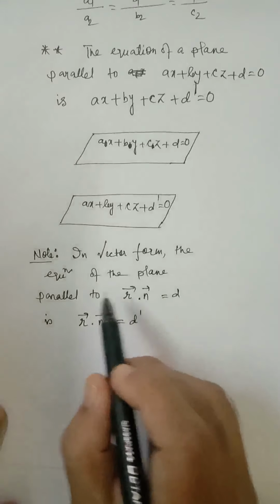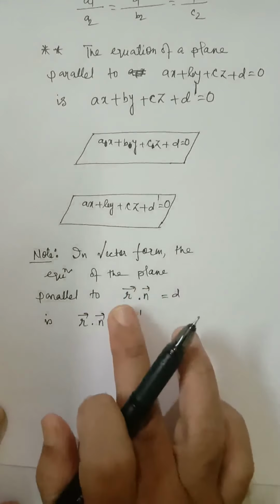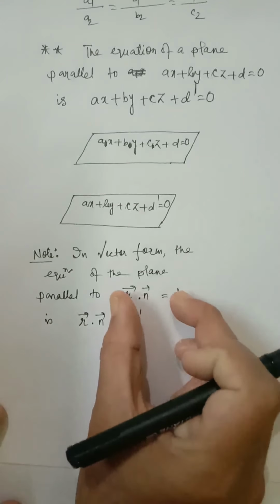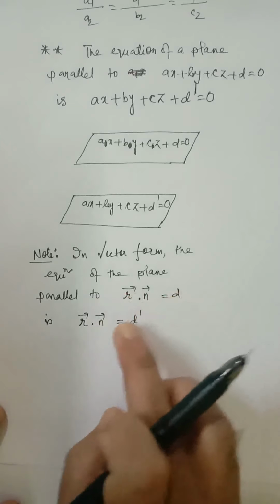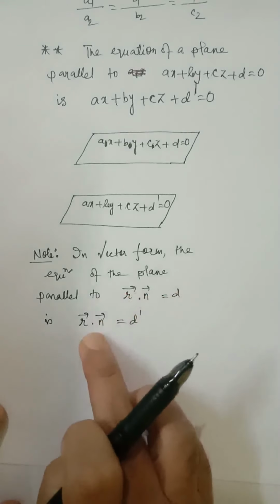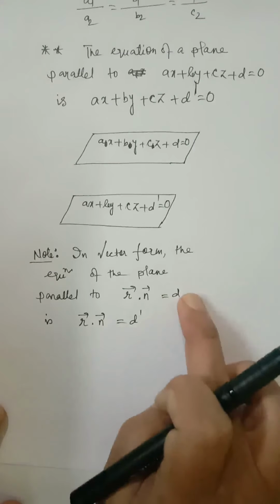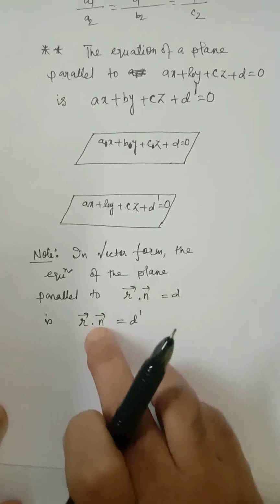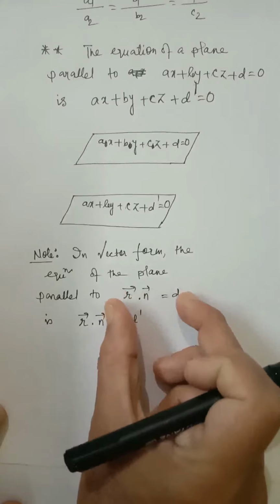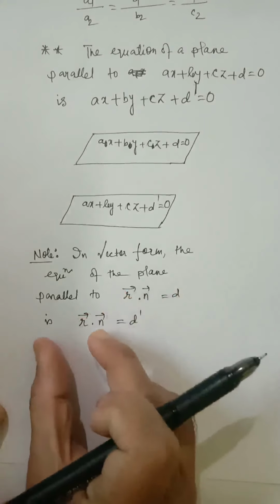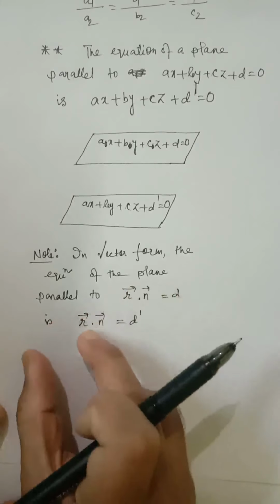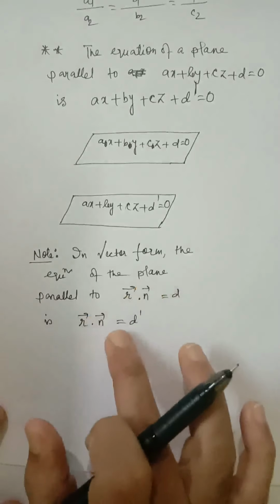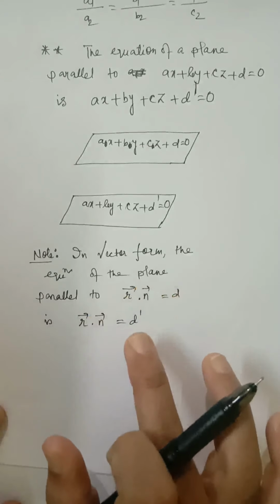In the vector form, the equation of a plane parallel to r vector dot n vector equal to d: if the equation of a plane is given in the vector form in this way, the equation of a plane parallel to this will be r vector dot n vector equal to a different constant. As these two are parallel, they will have the same normal n vector. The same line will be perpendicular to both the planes, and only the constant term will be different. That is what you have to remember.